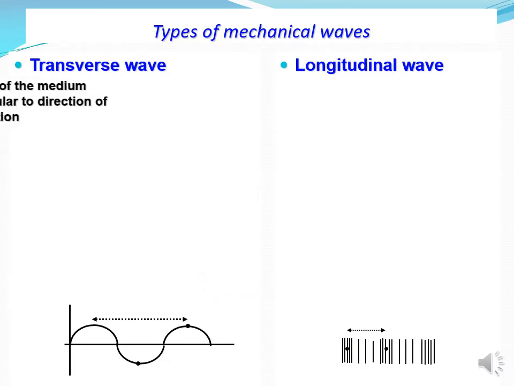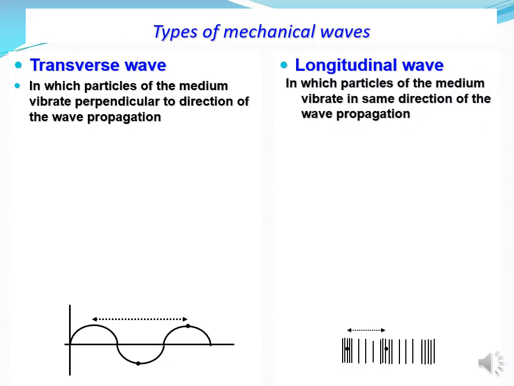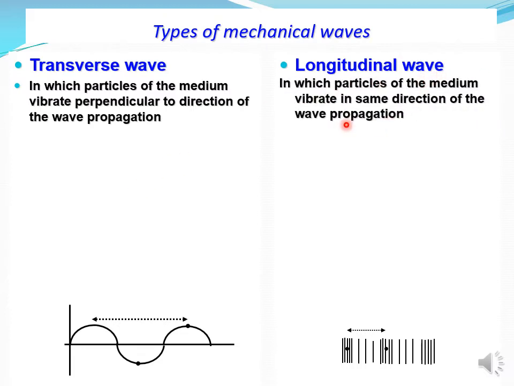A transverse wave in which particles of the medium vibrate perpendicular to direction of wave propagation. Particles of the medium vibrate perpendicular to direction of wave propagation تبقى transverse wave. A longitudinal wave in which particles of the medium vibrate in same direction of the wave propagation. يبقى هنا transverse الparticles vibrate perpendicular to direction of wave propagation, وهنا longitudinal الparticles of the medium vibrate in the same direction of wave propagation.